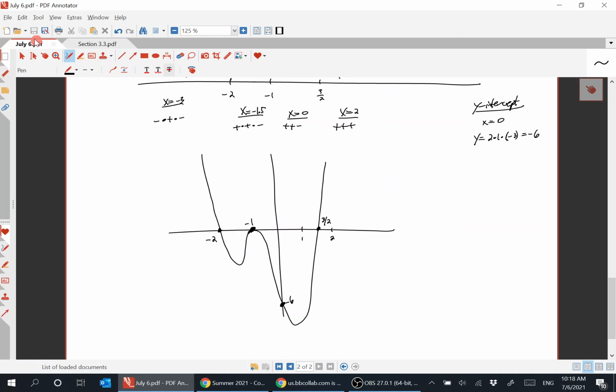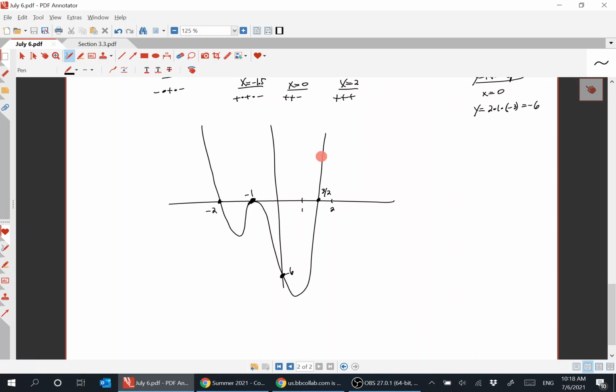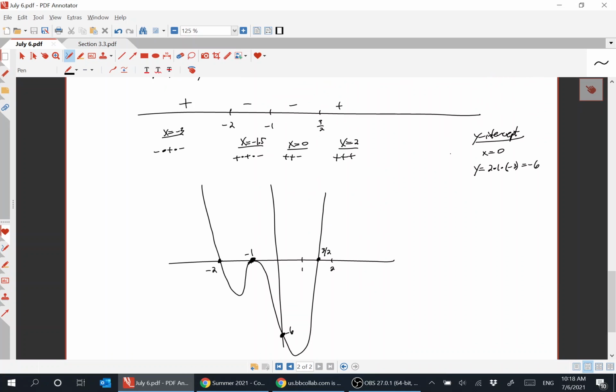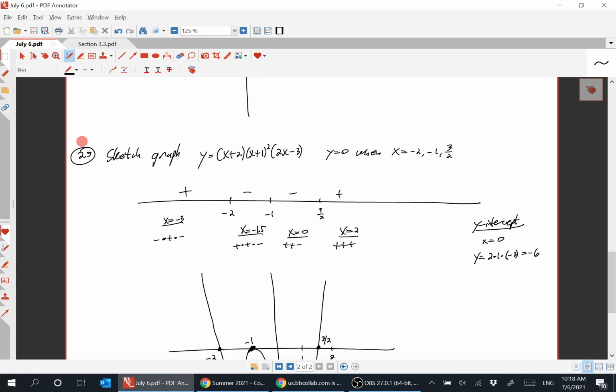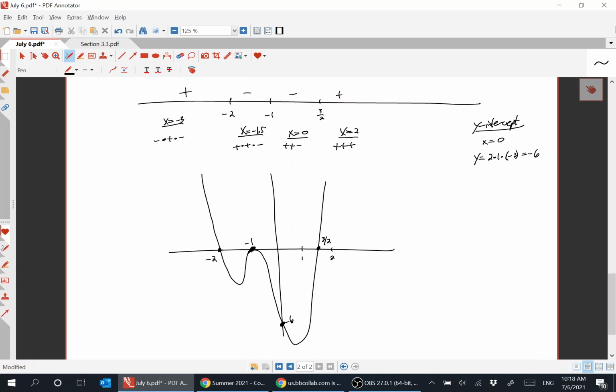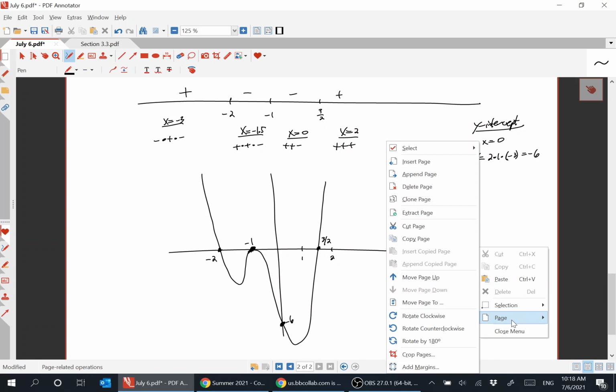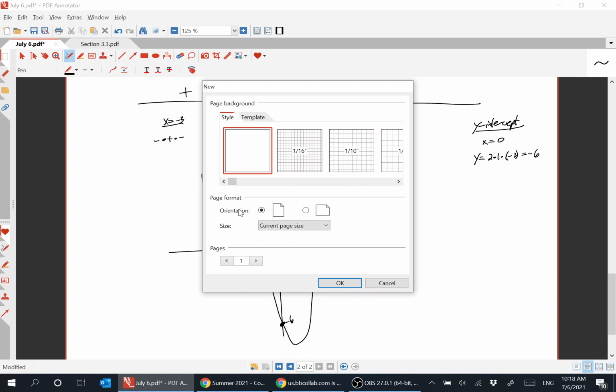All right, and then number 38. Like number 38 is 39. So this one was like number 26. And then like number 38 would be 39.